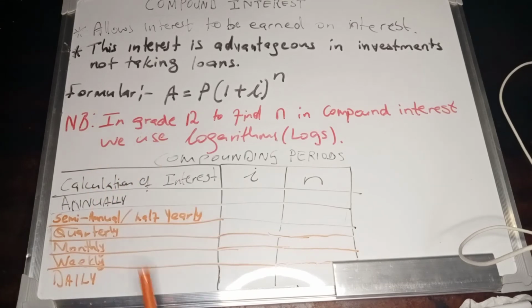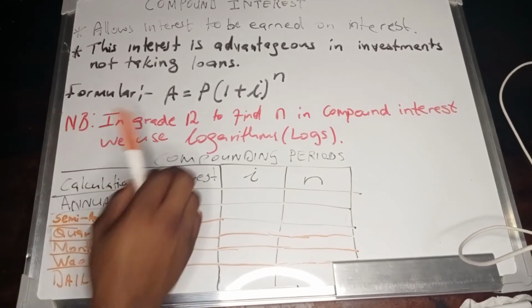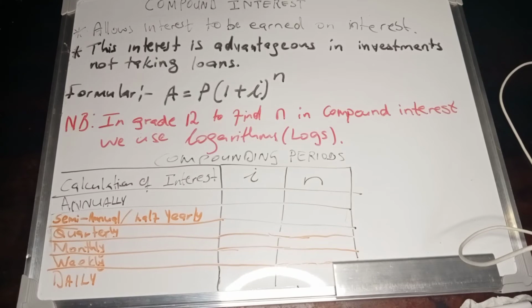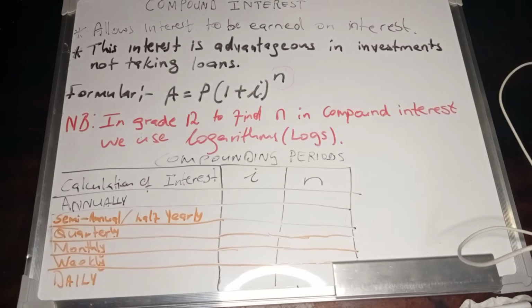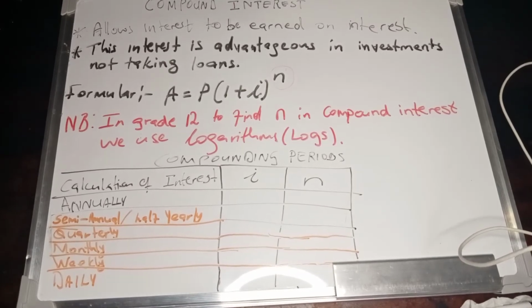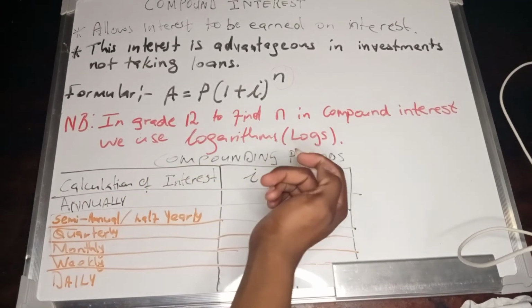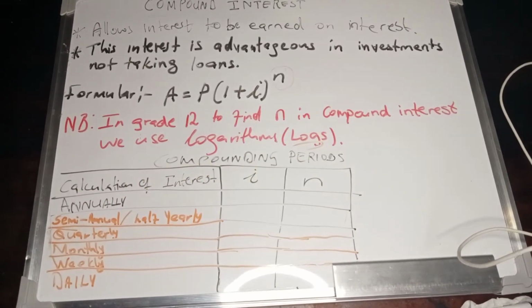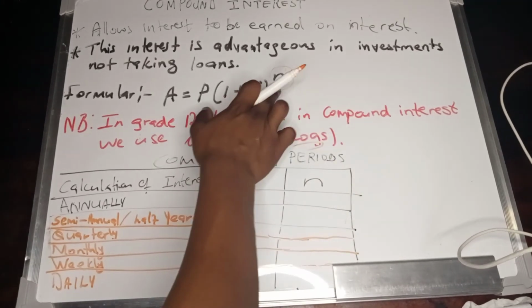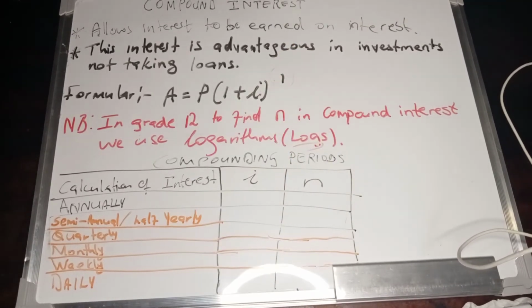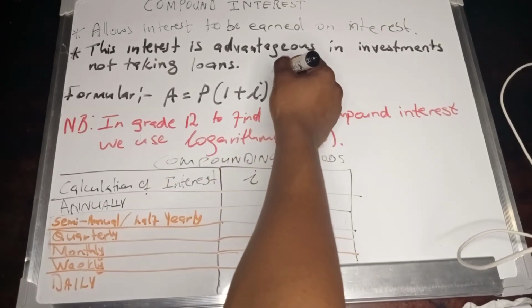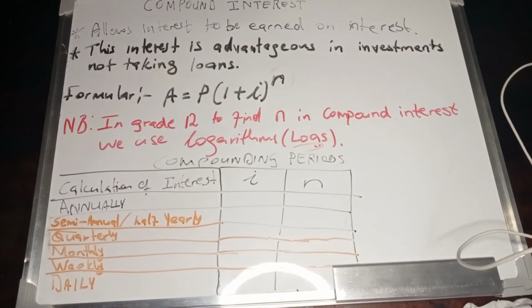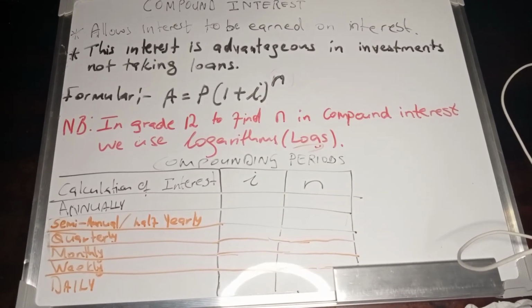Now look here and note that in grade 12, to find the value of n, you need to be familiar with what we call logarithms, which are in short given as logs. You're going to be using logs to find this, because the best way to find an unknown exponent is to use logs. But we're gonna do that in no time.